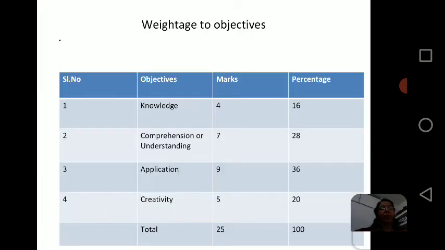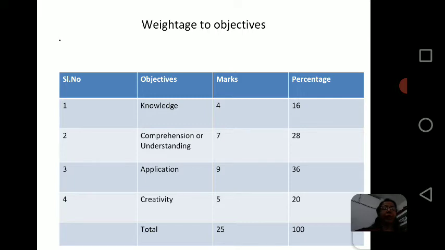Okay, see this table. I have depicted the weightages of these four levels like this: knowledge level, understanding or comprehension level, application level, creativity level.